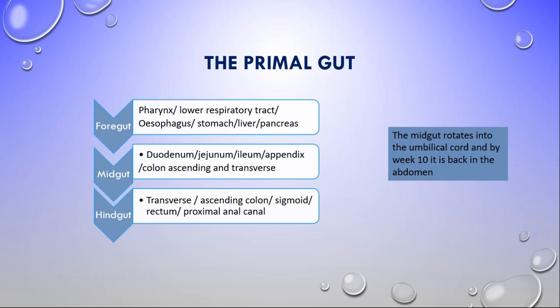The midgut is considered to be the duodenum, the jejunum, the ileum, the appendix, and the colon, ascending and transverse. And then the hindgut sounds a little bit not the same, but it is considered transverse, ascending colon, sigmoid, rectum, and proximal anal canal are all considered the hindgut. Now, if we start developing problems, we can develop problems in one area, such as the foregut.